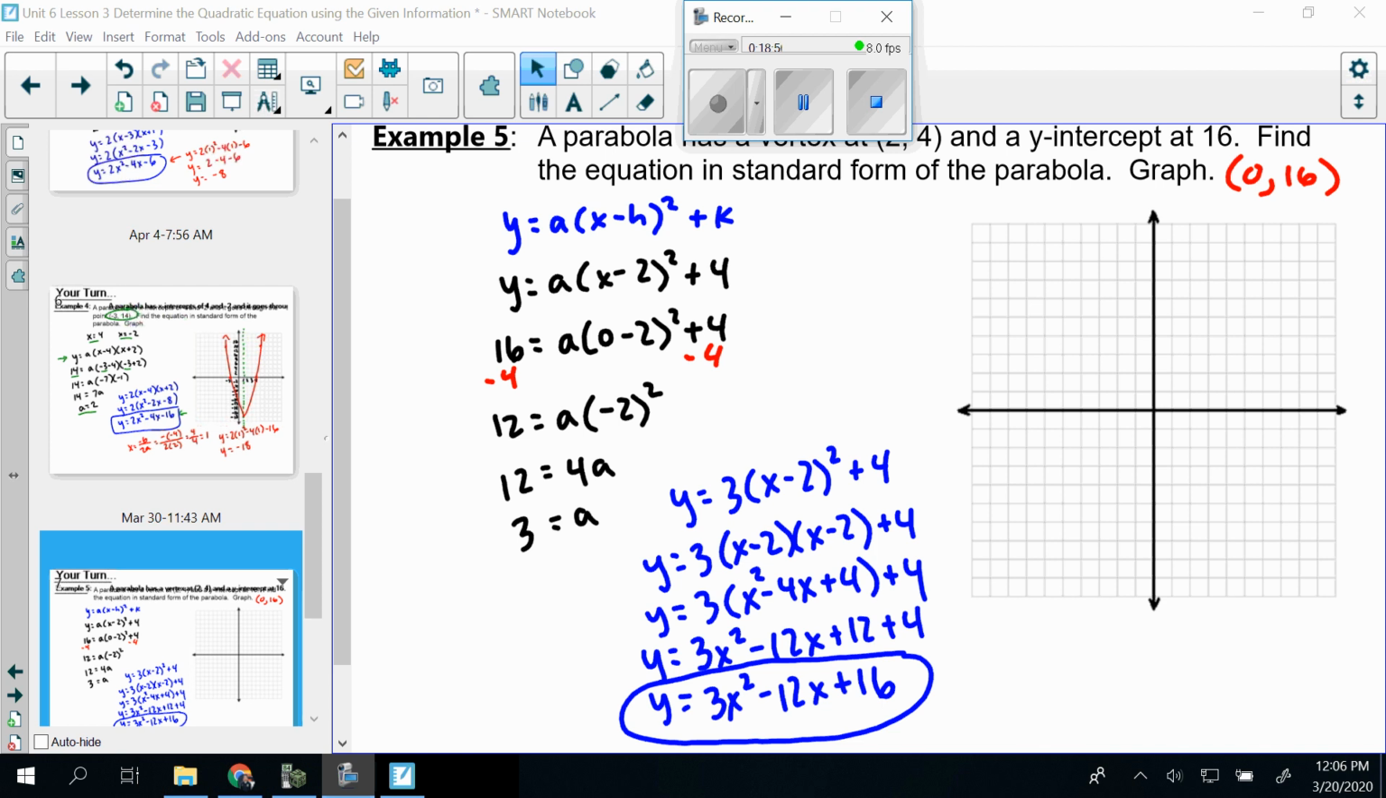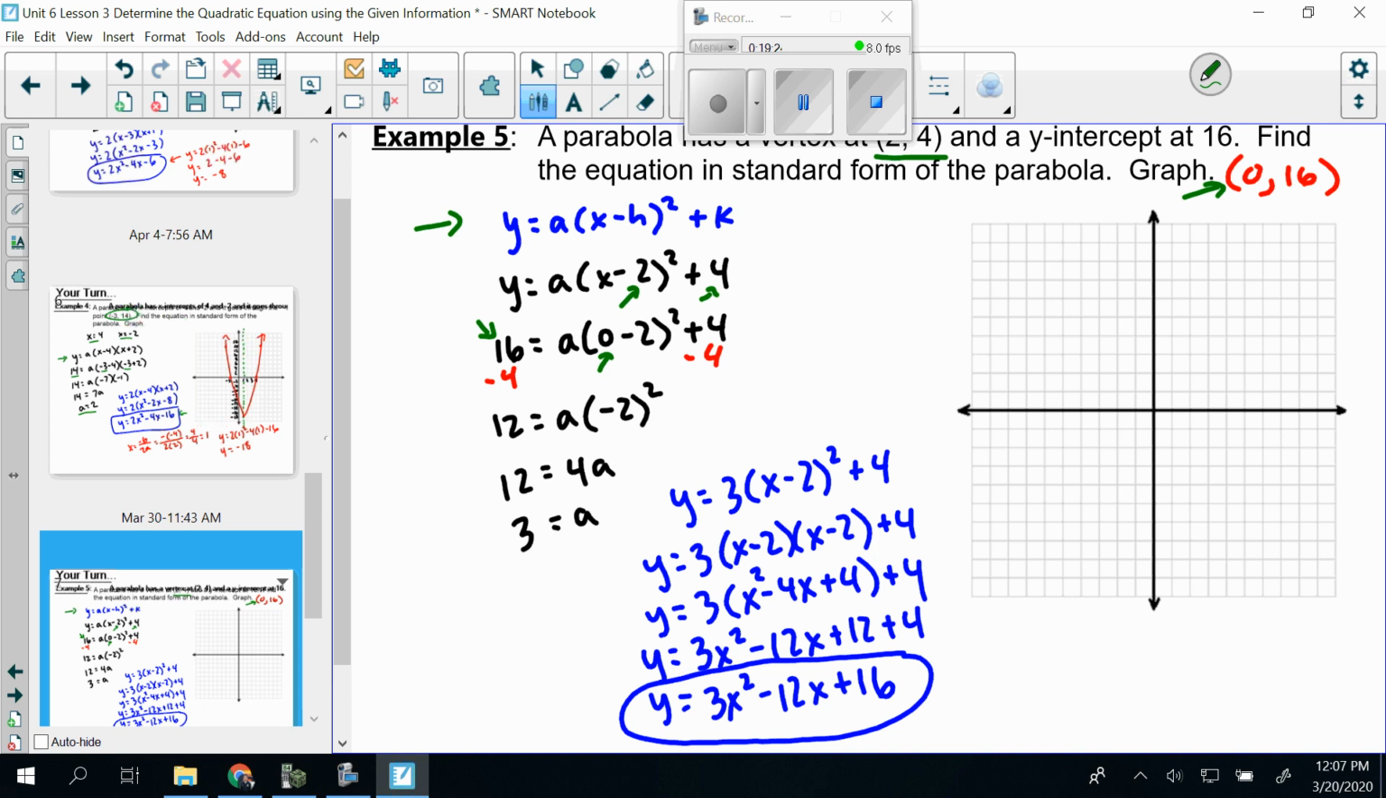We want to start with the vertex form on this one, which is this. Plug in the point we know of, 2, 4 here. So we're plugging 2 and 4 in for the two vertex values. Now you've got to plug in the y-intercept point of 0, 16 in there. Putting 0 here, 16 here, and then solve that out. We can minus 4. Square negative 2, you get 4. Divided, you should have got 3.